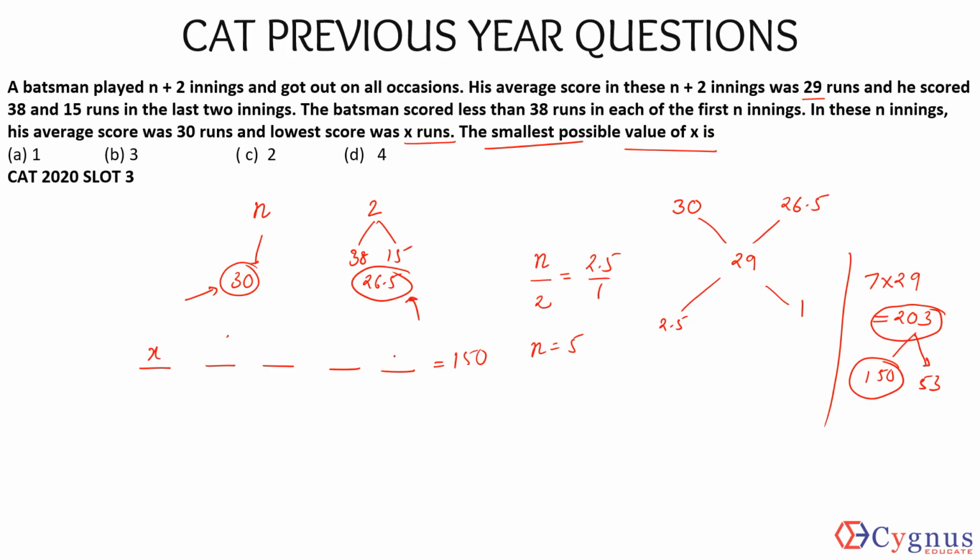The batsman scored less than 38 runs in each of the N innings. If he scores at the rate of 38 in all the 4 innings, what do we get here? 38, 38, 38, 38. 38 into 4 will give you how much? 76 into 2, 152, which will exceed this value. And it's given that he has scored less than 38 runs in each of the first innings. Since we want to minimize this x, all these four values should be as high as possible. And we also know that they cannot be equal to 38 or more than that.